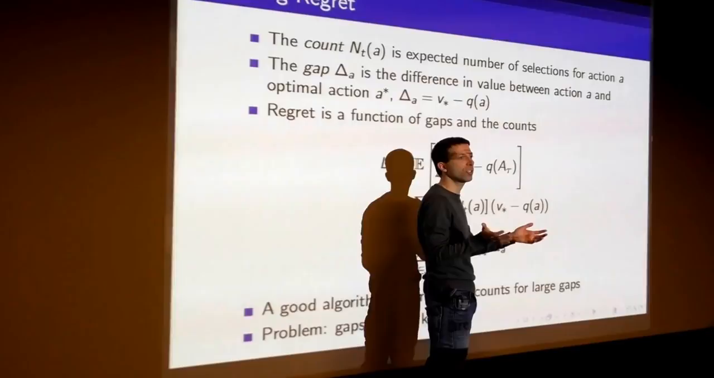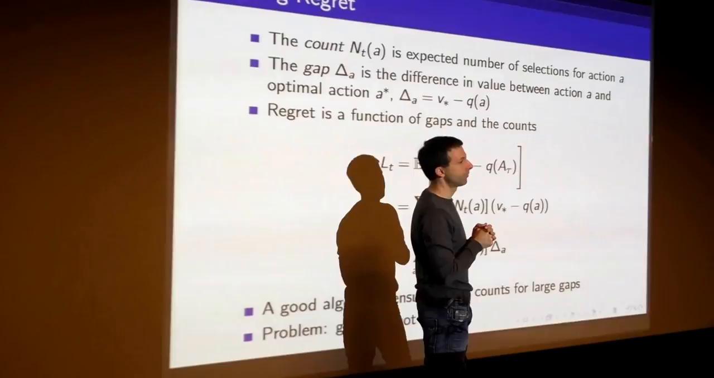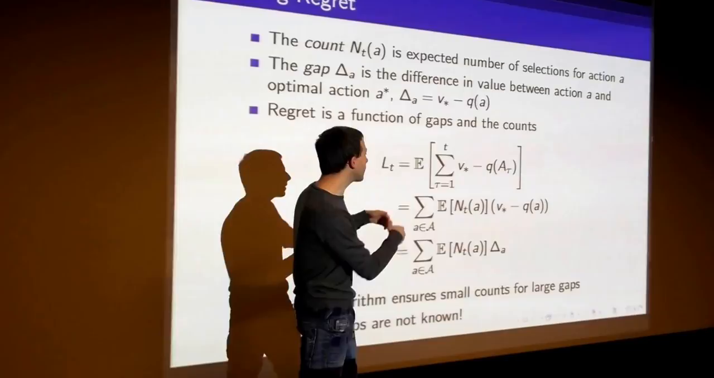Yeah, question. But we don't know the V star, right? We don't know V star, yeah. We don't know V star. Yes, we're going to come back to that. And so all of this is to say that we can just rewrite this regret, this thing we really care about, optimizing.